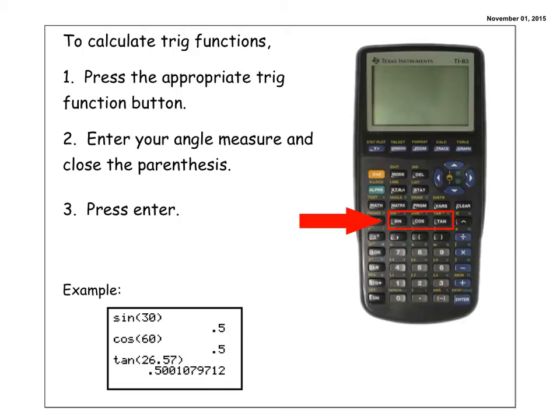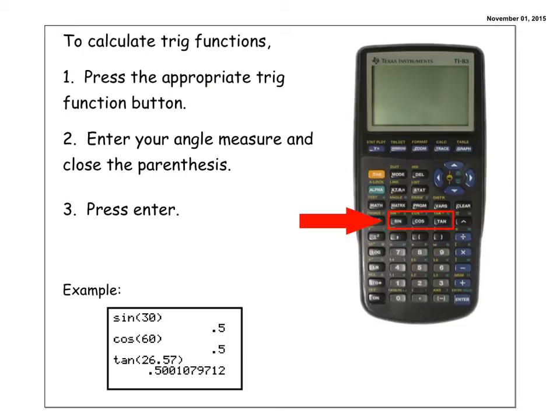get too far. So the first thing that you're going to want to do is press, like I said, the appropriate trig function button. So let's say you're finding the sine of 30 degrees, and I put an example down here at the bottom. You would press your sine button in the calculator, and you can actually practice doing this real quick if you want to. Press your sine button. Then you are going to enter your angle measure. So this one was sine of 30 degrees, and make sure that you close your parentheses there.